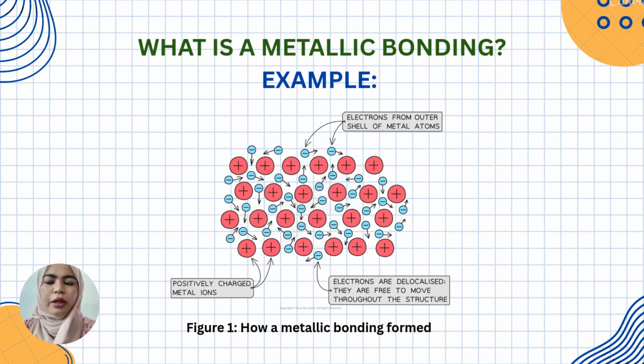This diagram shows a metallic bonding. The red circles with plus signs represent positively charged metal ions which are fixed in a regular lattice. These small blue dots with minus signs are delocalized electrons from the outer shell of the metal atom. These electrons are free to move throughout the entire structure, forming a sea of electrons. The strong attraction between the positive metal ions and delocalized electrons holds the metal atoms together and creates the metallic bond. This explains why metals can conduct electricity and are malleable and strong.